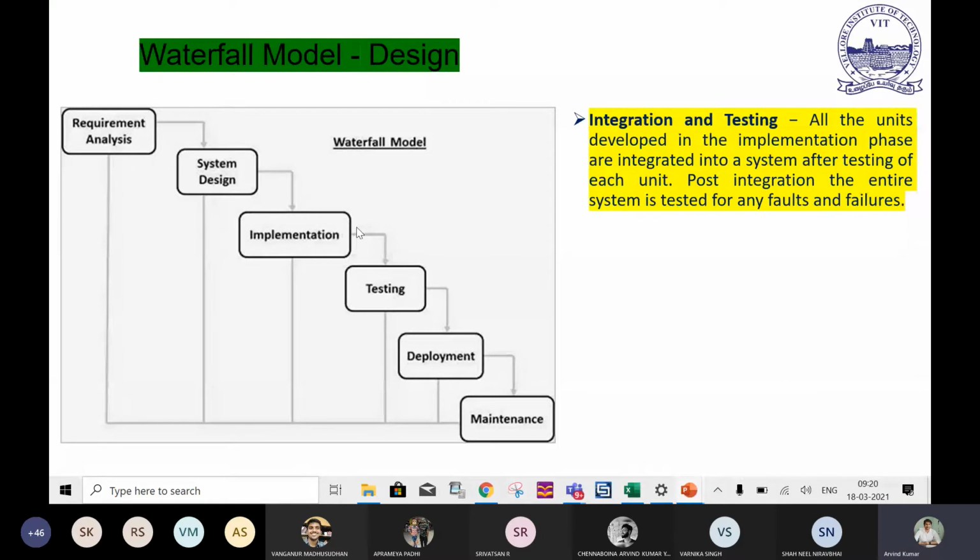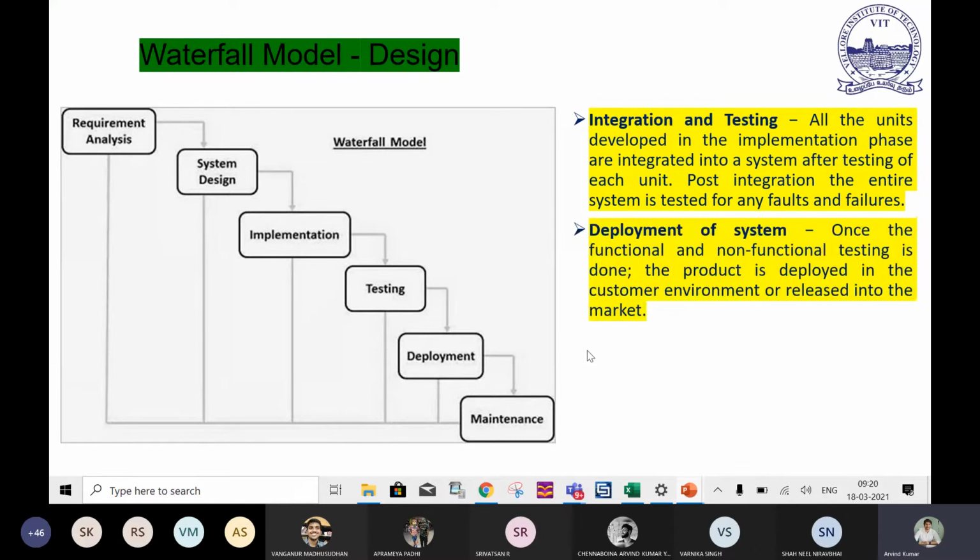You can take a lot of real-time examples nowadays also. Once the functional and non-functional testing is done, the product is deployed in the customer environment or released into the market. So now the product is ready. The client environment comes into the picture, and then you have to provide the maintenance. That's all about the waterfall model and how it functions.